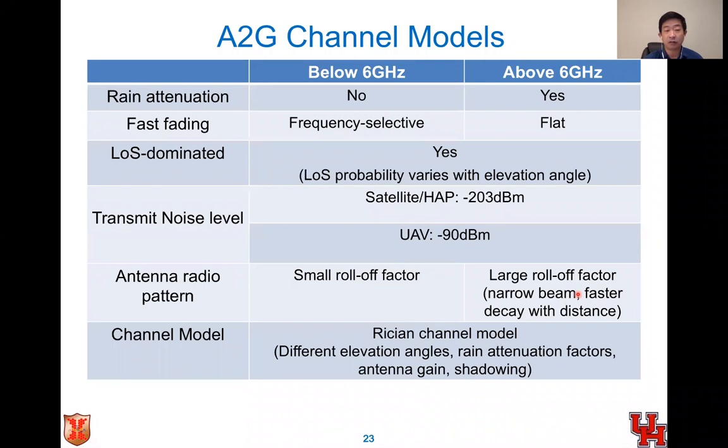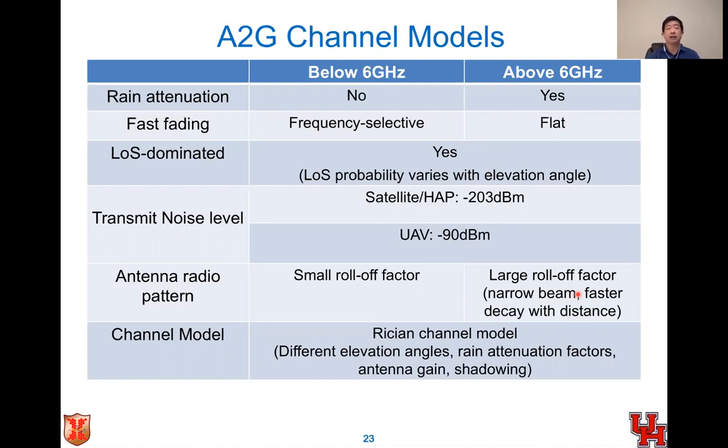And then transmission noise level, and for satellite HAP is this level, and UAV is this level. And antenna ratio is a small factor ratio pattern. Above 6G is a large roll-off factor. And the channel model is typically Rician channel. And because you have a line of sight and scattering around you. And it's very interesting. For downlink, it's Rician channel. For uplink, might not be, because around the satellite, there's no scattering. So for uplink, maybe this kind of large-scale propagation model is sufficient enough.